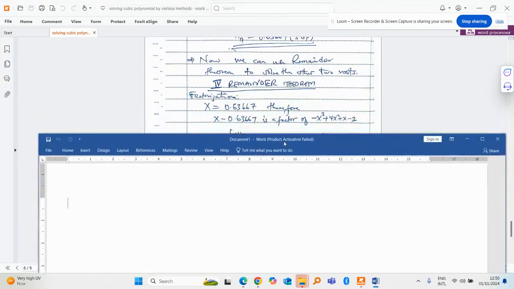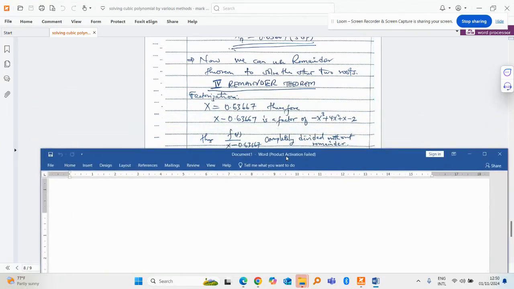So the remainder theorem is our fourth method, which will assist us. With the remainder theorem, we use it when we have at least one of the roots. So one of the roots we have found using Newton Raphson.